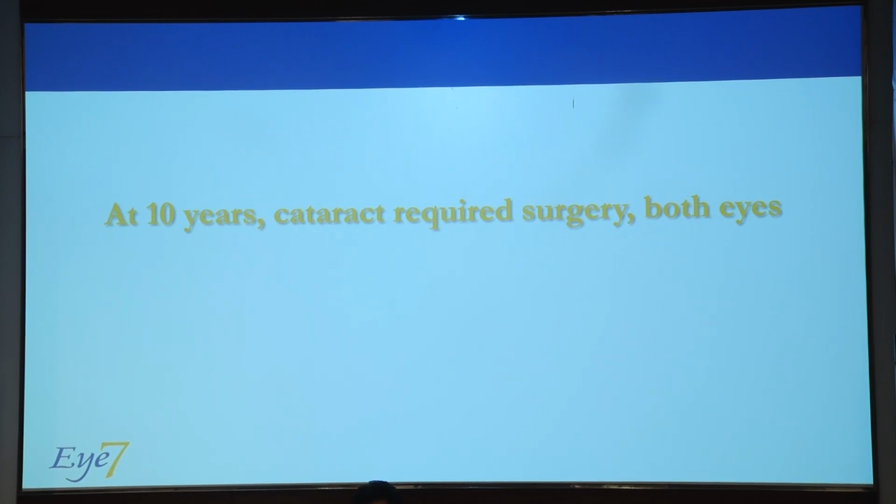So through this case, the message I want to give is that even with ICL crystalline lens touch, and that too with the old V4 model, it worked so well for 10 years. We didn't need the cataract surgery for 10 years.